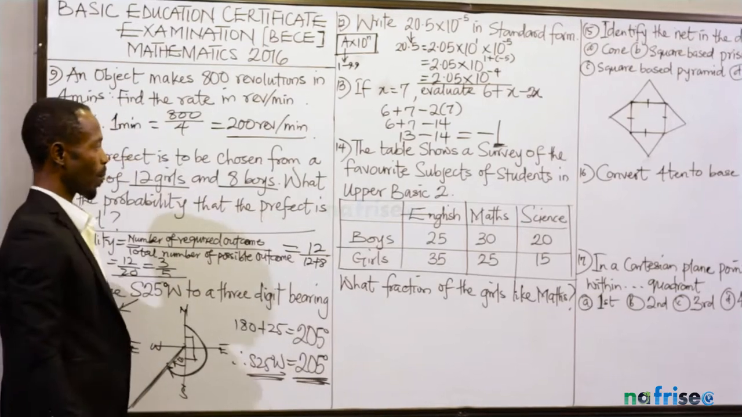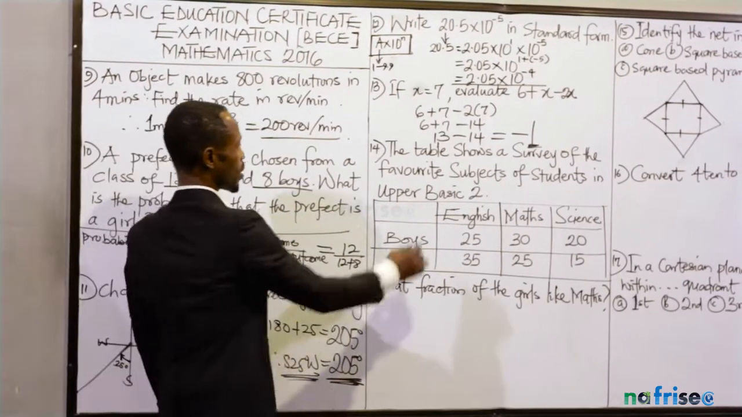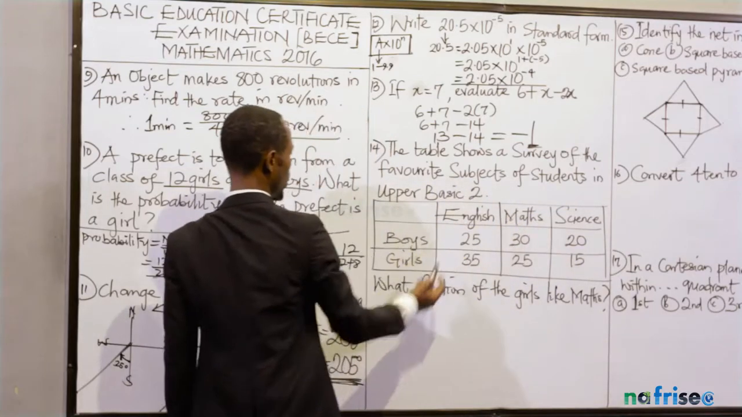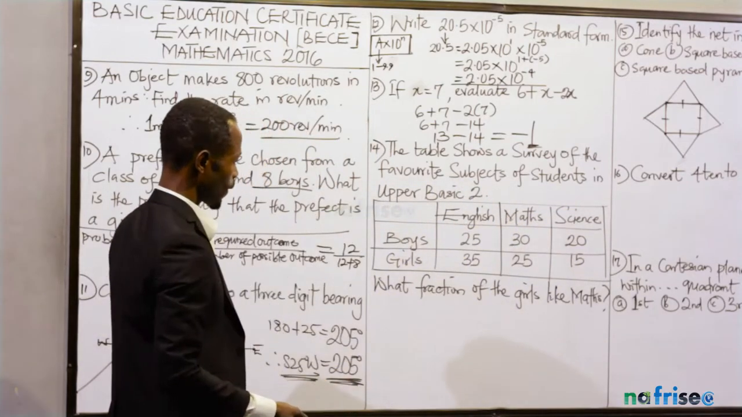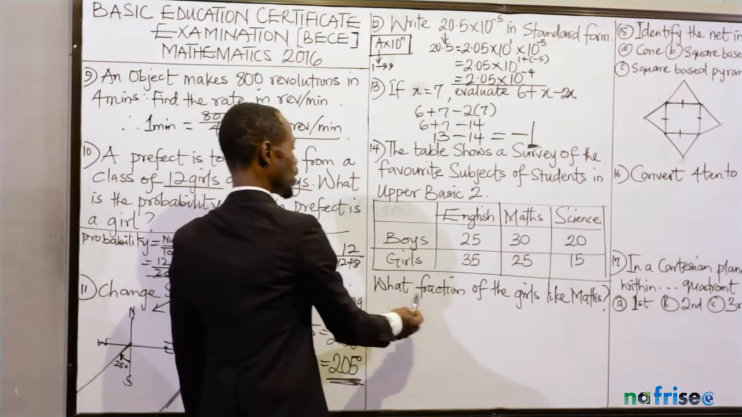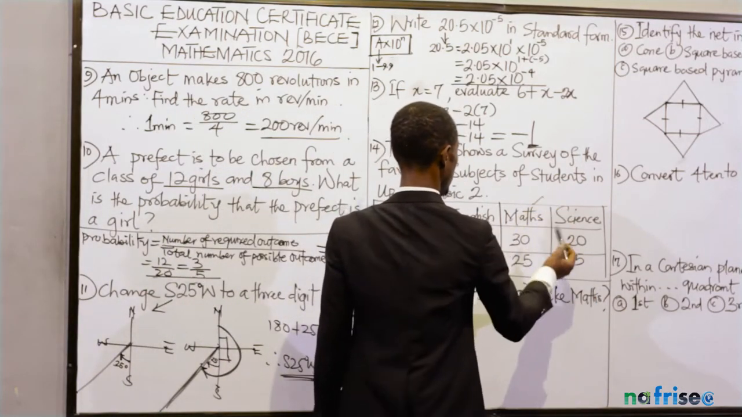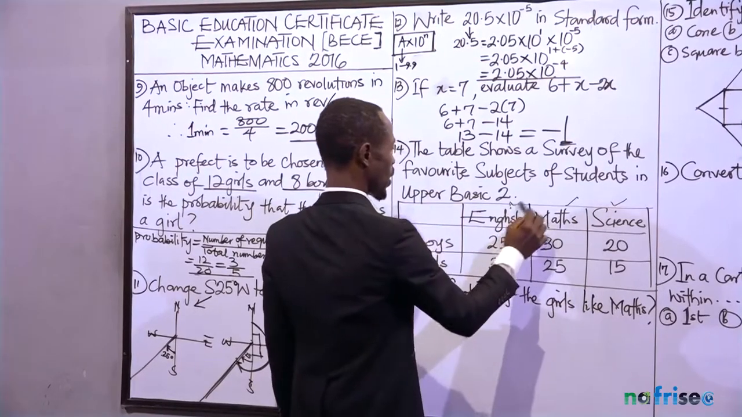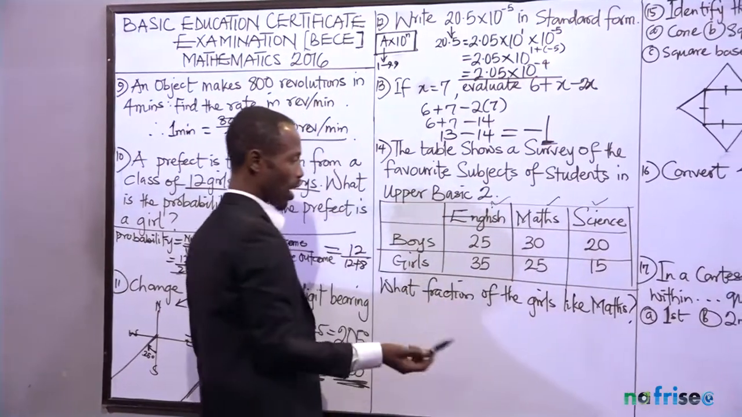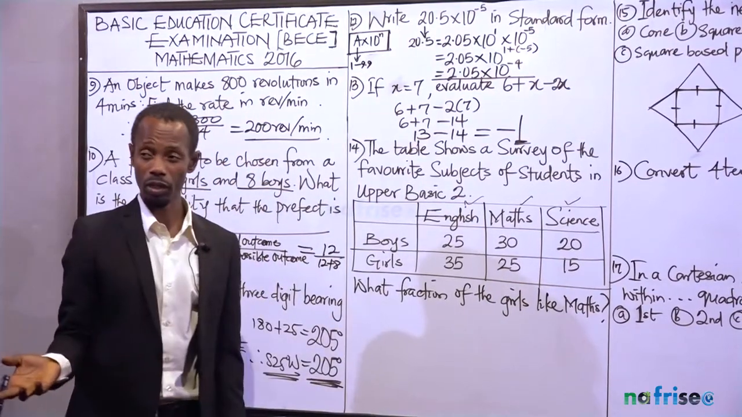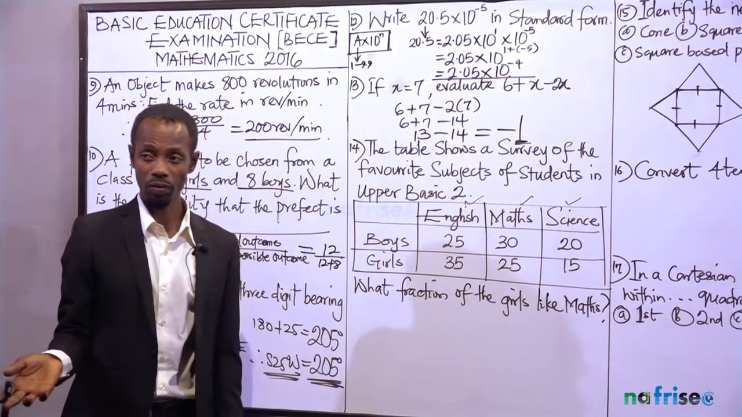Are we good? All right, now 14. The table shows a survey of the favorite subject of students in upper basic 2. Okay. Now, what fraction of the girls like maths? This is the column for maths, for science, and for English. Now, we have a total of how many girls? You say what fraction? It operates like probability too. What's the total number of students that you have?